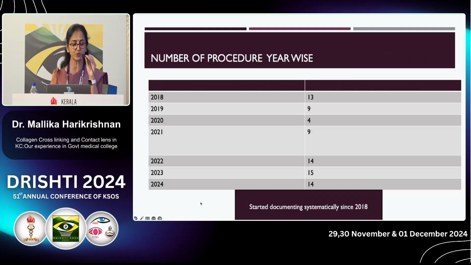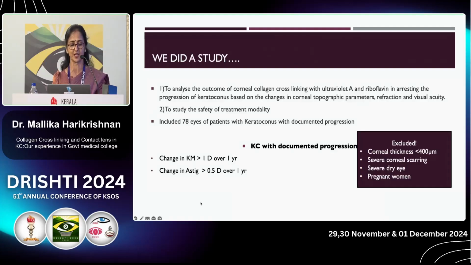So from the year 2018, we are doing the cases. During the COVID period, we had a regression. Otherwise, we are regularly doing the cases. We started documenting systematically since 2018. And we did a study to analyze the outcome of corneal collagen cross-linking with ultraviolet A and riboflavin in arresting the progression of keratoconus based on the changes in the corneal topographic parameters, refraction and visual acuity, and also to study the safety of treatment modality.